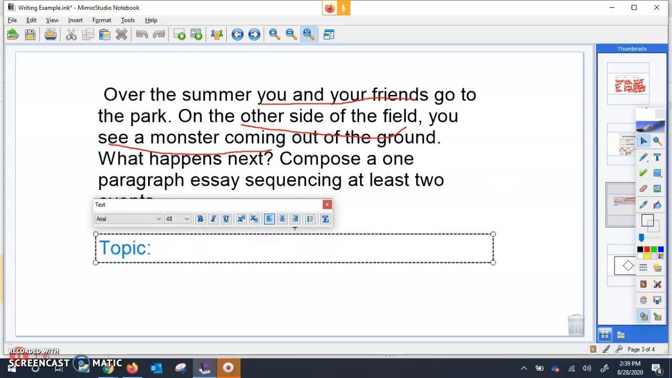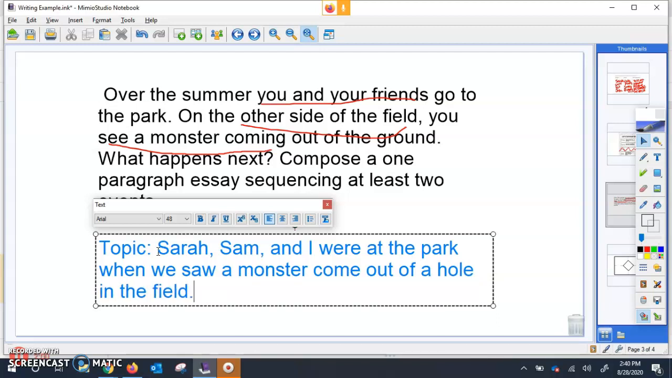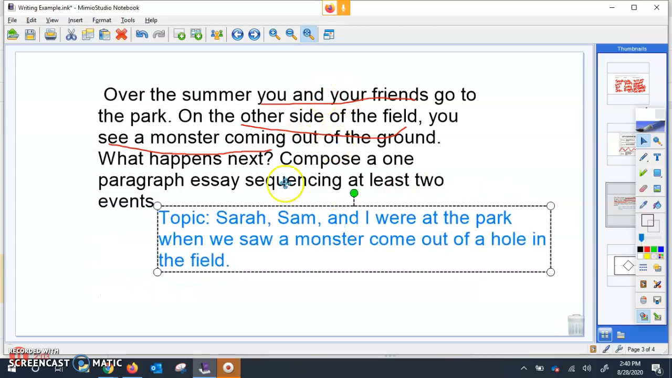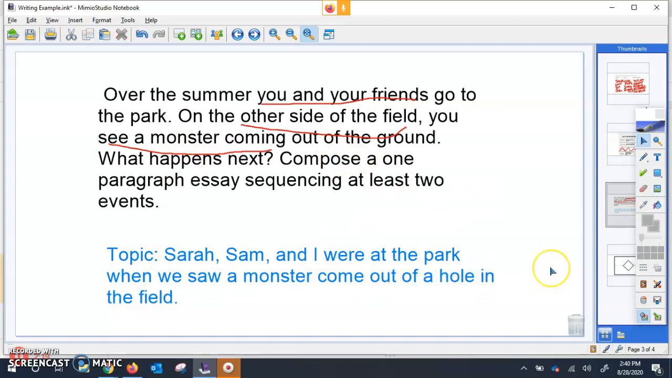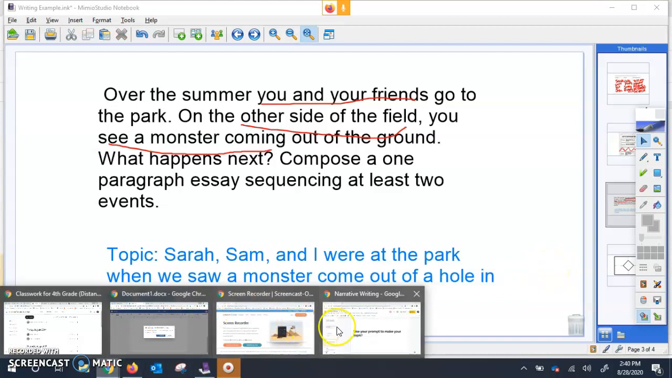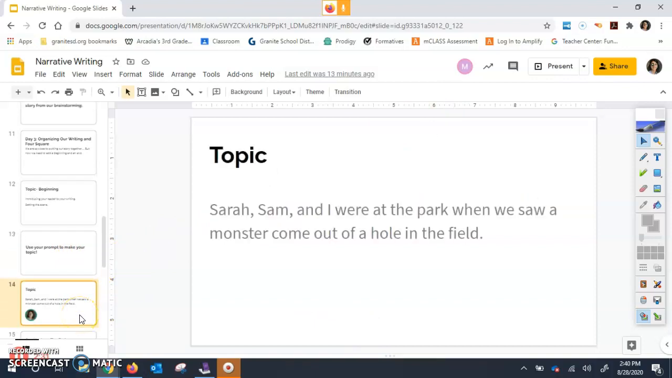If you recall, my characters were my friends, so I have Sarah, Sam, and I were at the park when we saw a monster come out of a hole. I'll add a hole in the field. If you notice, I did Sarah, Sam, and I, and we're at the park, just like it tells me in my prompt. And we saw a monster, just like it said, we see a monster coming out of the ground. And I added coming out of a hole in the field. So Sarah, Sam, and I were at the park and we saw a monster come out of the field. I used my prompt to make my topic, and this is our topic right here.